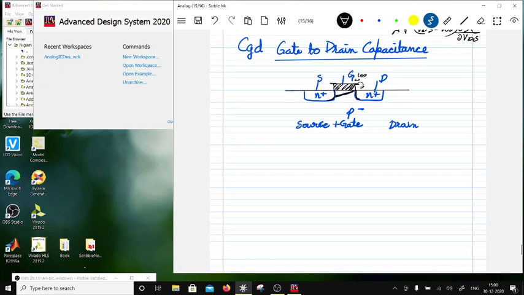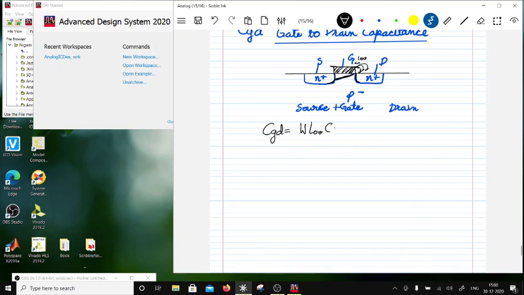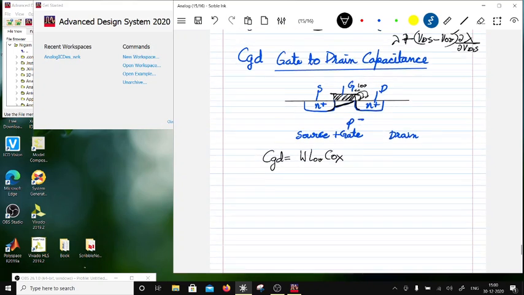So there will be fringing fields like this, and this would cause the capacitance CGD to be equal to W times L overlap times COX. So that will be the CGD.